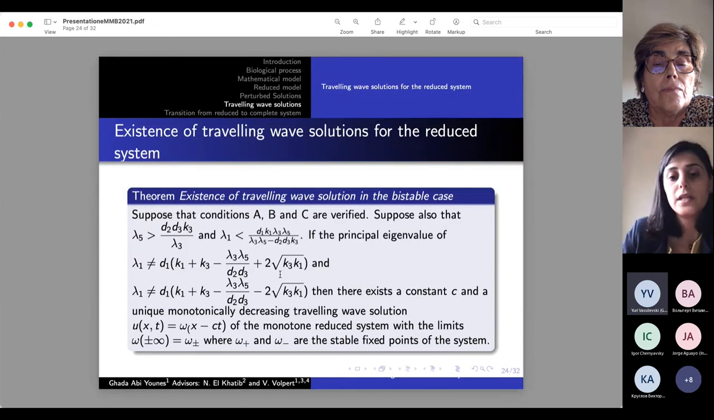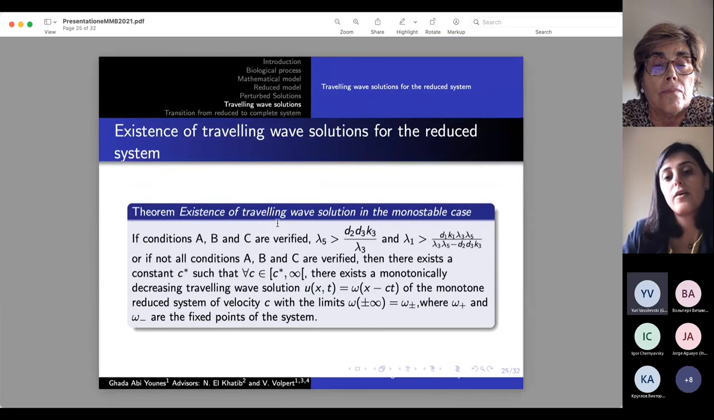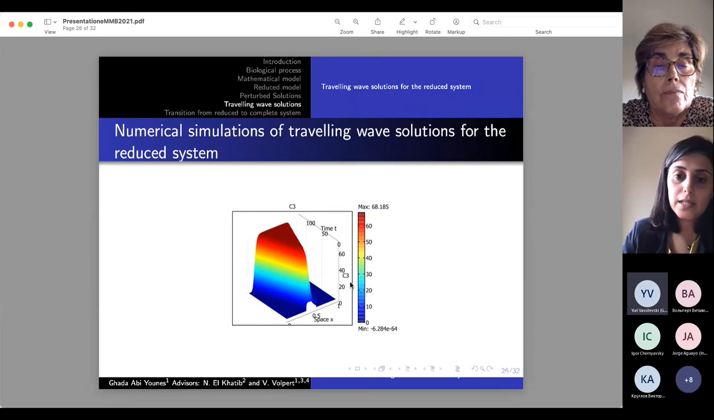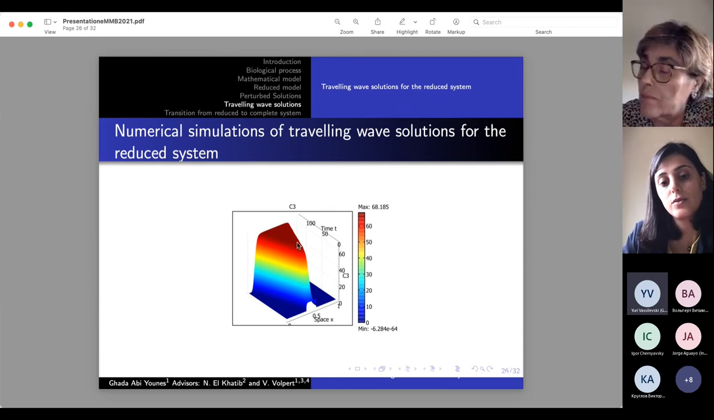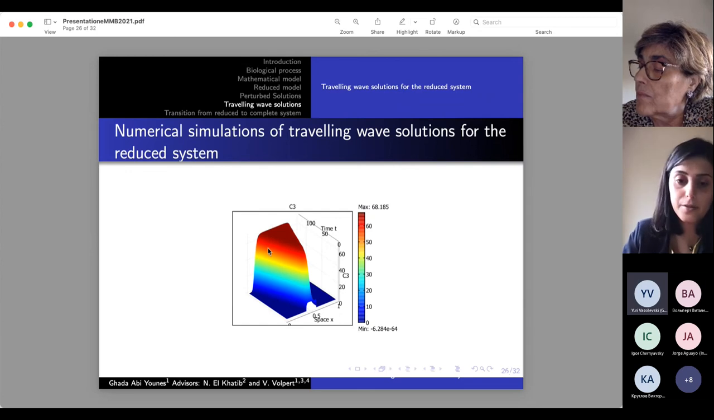We proved the existence and uniqueness of a traveling wave solution in the bistable case for the monotone reduced model. And we could prove the existence of the traveling wave solution in the monostable case, because here the uniqueness does not hold. And here I can show you some numerical simulations of a traveling wave solution for the reduced system. Here we start with a step function at time t0, and we exhibit the system of ODEs, and we can see how the solution propagates to reach the point e2. Here we can see the propagation of the solution. It is a wave propagation.